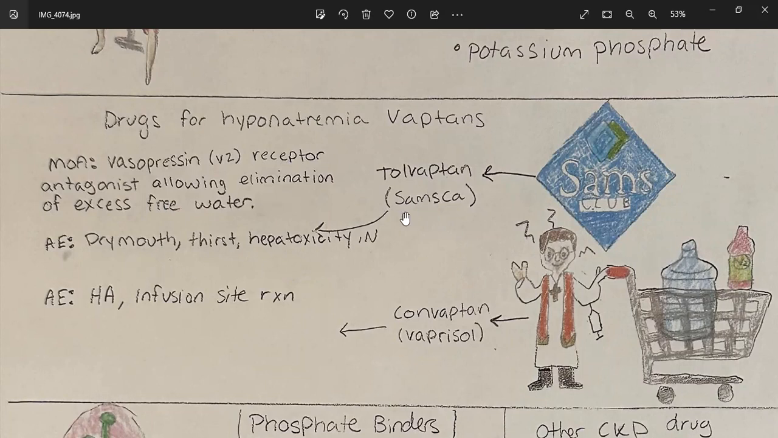And the adverse effects of Samsca are dry mouth, thirst, hepatotoxicity, and nausea. And the adverse effects of the Vaprisol are a headache. So he's got a headache, and then infusion site reactions.